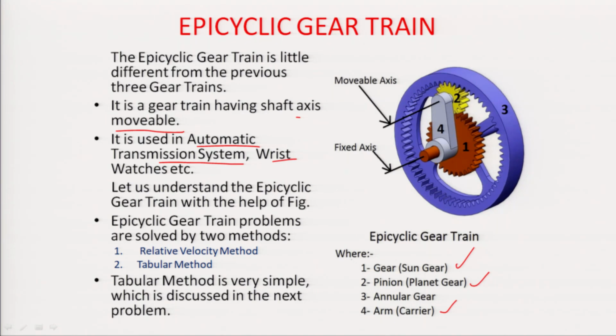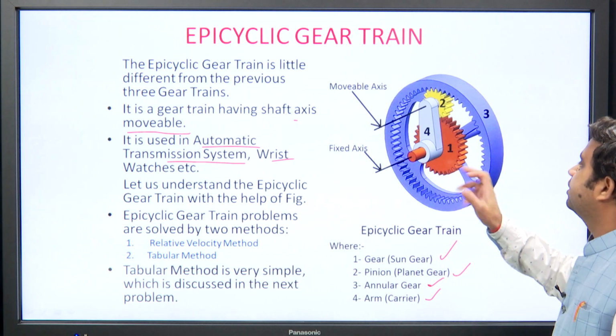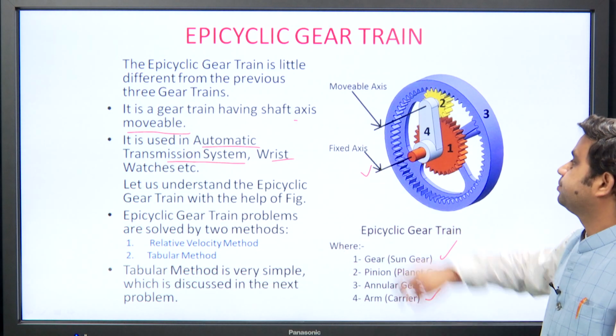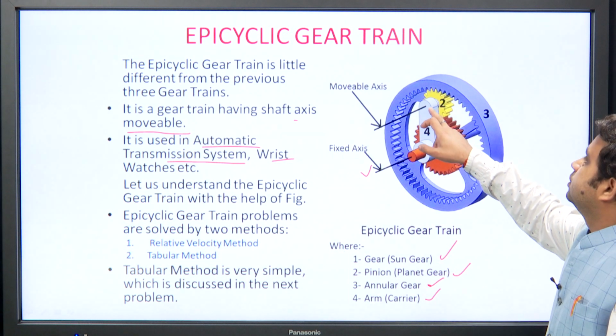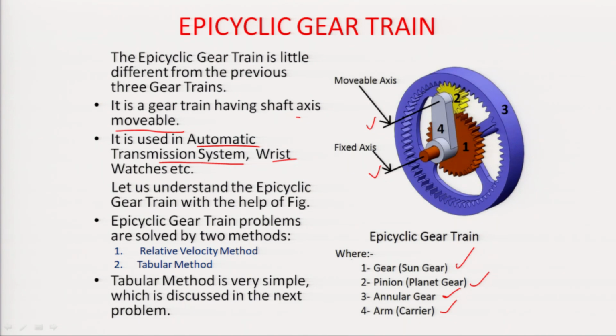And also we can see that gear 2 is in mesh with an internal gear, that is also known as the annular gear. This forms an epicyclic gear train. In this epicyclic gear train, the shaft axis of gear 1 is fixed, but the shaft axis of gear 2 is movable because gear 2 rotates around gear 1. So, this is the epicyclic gear train.